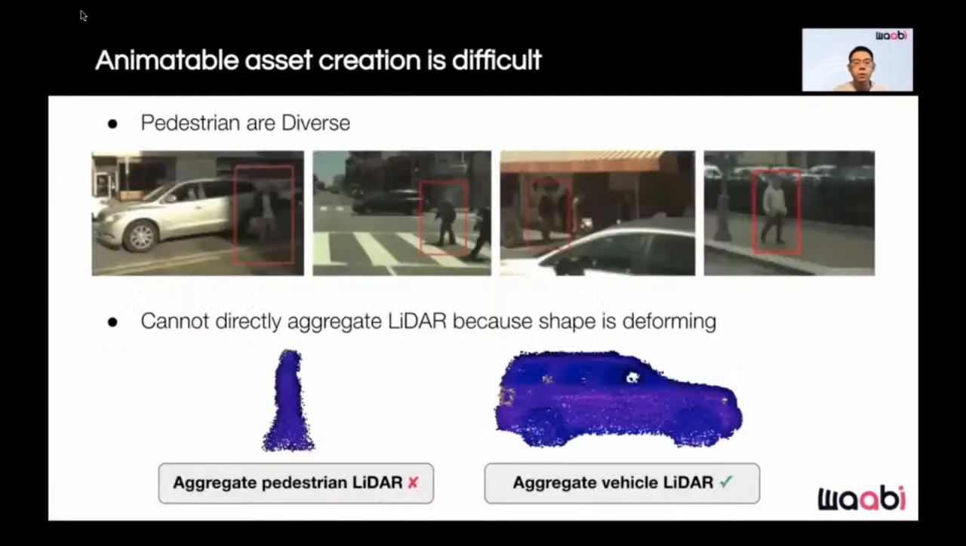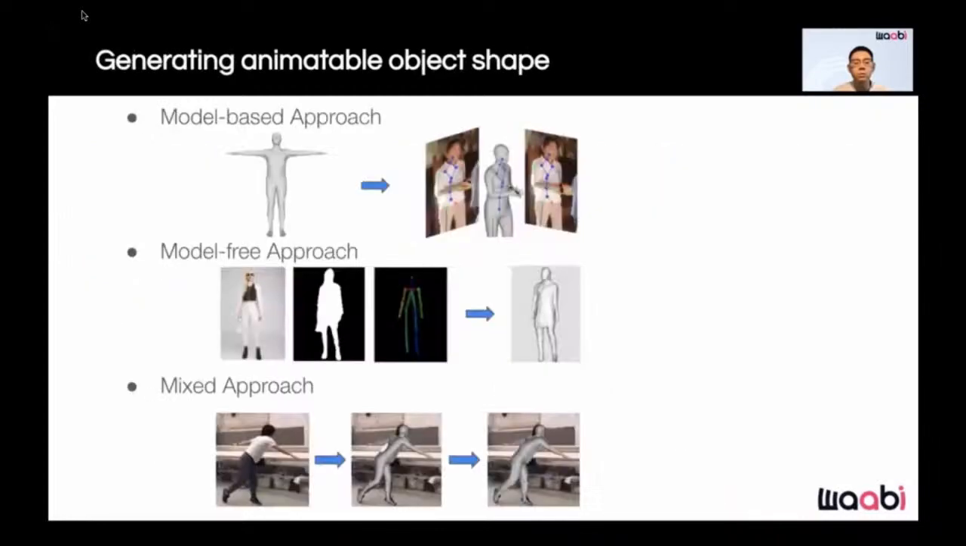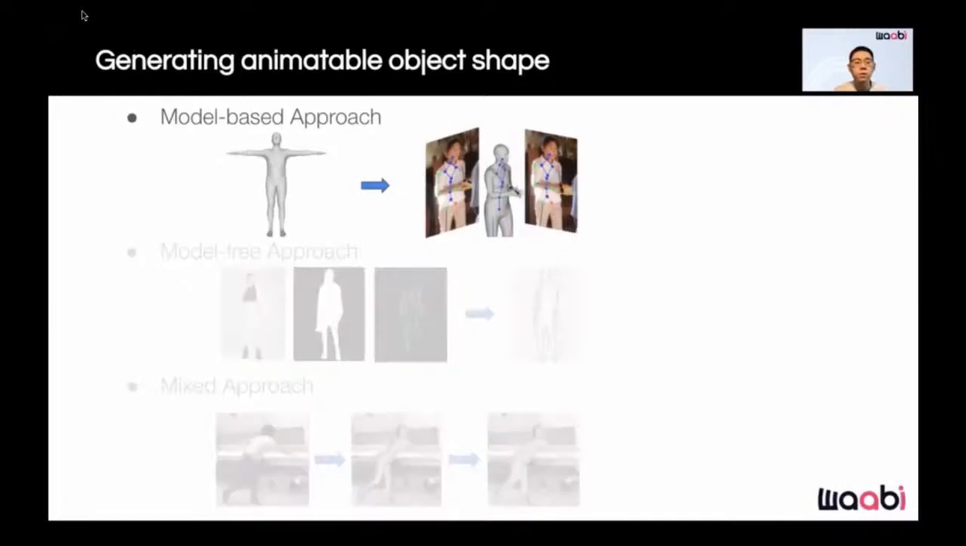However, recovering pedestrians is not easy because they are diverse and their shapes are deforming over time. So we cannot directly aggregate partial LiDAR scans to obtain the full shape like for vehicles. Now we talk about methods to reconstruct human shape. Methods can be divided into model-based approach, model-free approach, and mixed approach. We will briefly summarize each approach. We first look at the model-based approach.